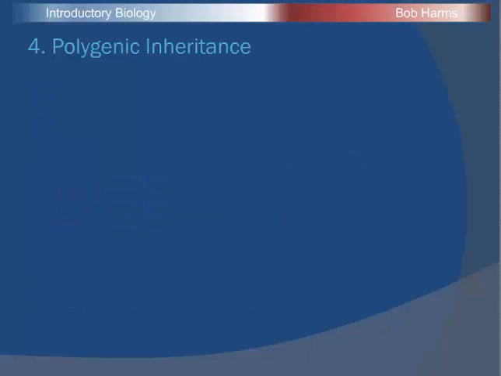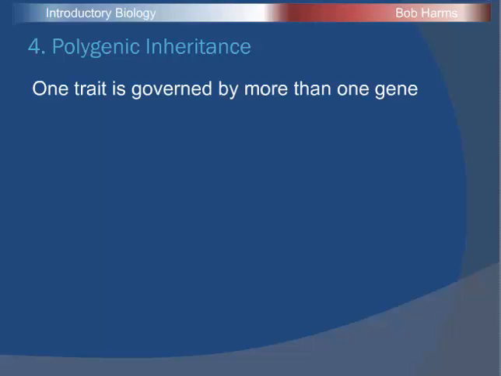Next on our list is polygenic inheritance. As the name implies, poly for many and genic, so many genes. This is a case where a single trait, or single aspect of your phenotype, is controlled by more than one gene. It may take 2 or more genes combining or working together to give us the phenotype that we're looking for. The simplest case would be 2 genes. We may see more than that.